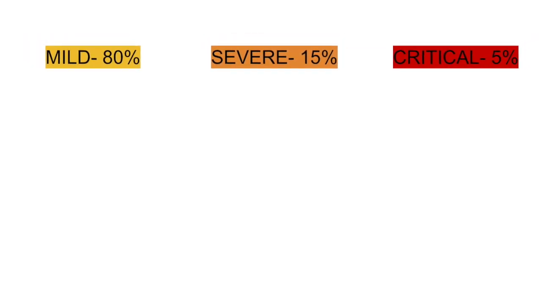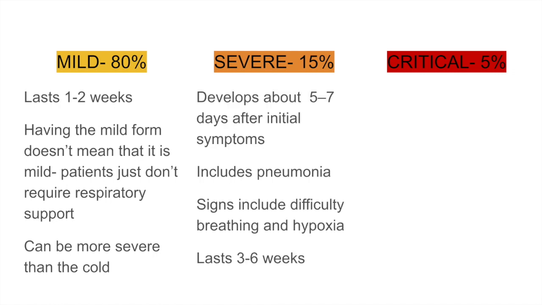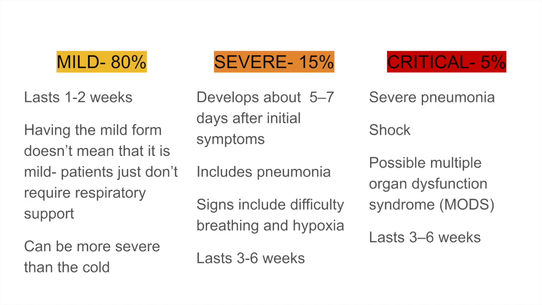COVID-19 has three main forms: mild, severe, and critical. The mild form is something like a cold. It lasts about 1 to 2 weeks and affects 80% of the coronavirus patients. The severe form of the disease is present in about 15% of patients and occurs usually 5 to 7 days after symptoms arise. In this form, patients experience difficulty breathing, hypoxia, and develop pneumonia. Lastly, in the critical form of COVID-19, patients experience severe pneumonia, which leads to respiratory failure, shock, and possibly multi-organ failure. This form of the disease occurs in about 5% of patients.